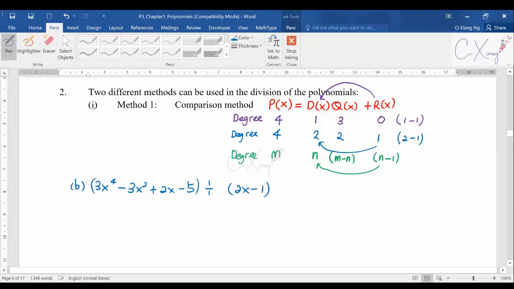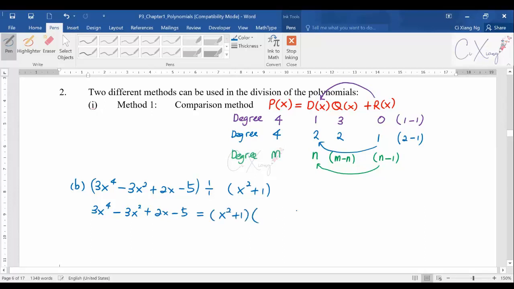So this is a polynomial and this is your divisor. Oh, sorry, my divisor should be quadratic, degree 2. So maybe I want to divide it by using x squared plus 1, let's say. Before you want to use the comparison method, you need to write out your equation correctly in this pattern first. So I'm having P(x), so P(x) is 3x power 4 minus 3x squared plus 2x minus 5, equals the divisor. The divisor is x squared plus 1.